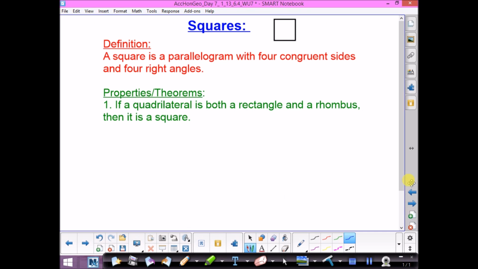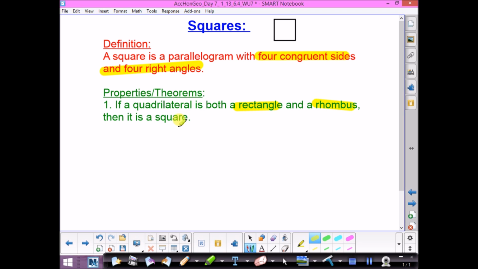Alright, now for squares. So squares have 4 congruent sides, so we've got a couple of things to look at. So 4 congruent sides and 4 right angles. That's what distinguishes it from a rhombus. So a rhombus just has 4 congruent sides. Well, for the parallelogram to be a square, you have to have 4 congruent sides and 4 right angles. And then the only property you have for a square is if the quadrilateral is both a rectangle and a rhombus, then you know it's a square. So basically, if you can prove something's a rectangle and a rhombus, you know it's a square.